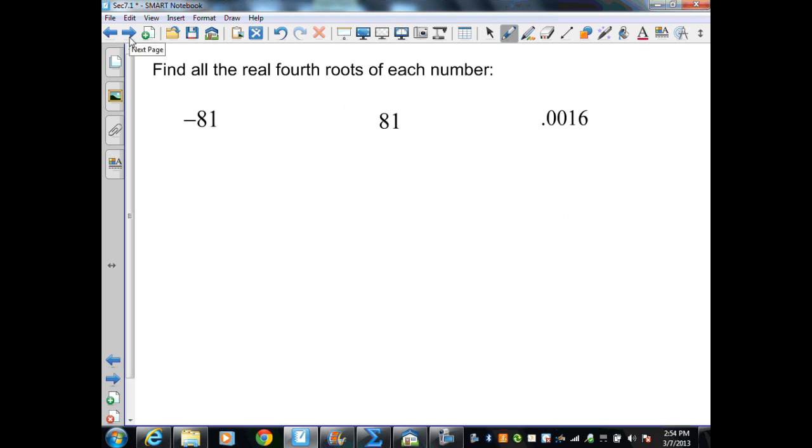Next, I take the fourth root of each number. Here I want the fourth root of negative 81. I cannot have a negative radicand with an even index, therefore here I have none. On the next one, I want the fourth root of 81, which is going to be 3. And of course, since it's an even index, that's a positive and a negative. And the last one, I want the fourth root of 0.0016, which is going to be 0.2. And of course, that's going to be plus or minus.